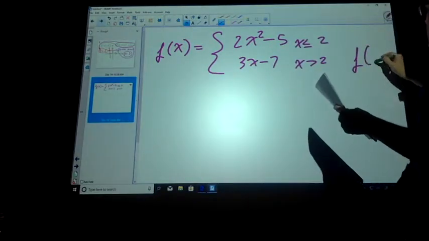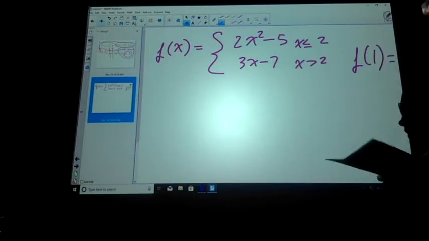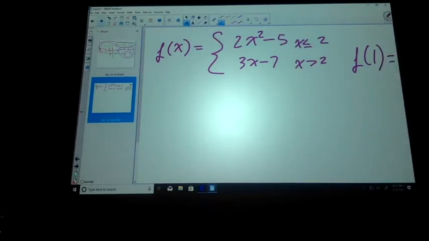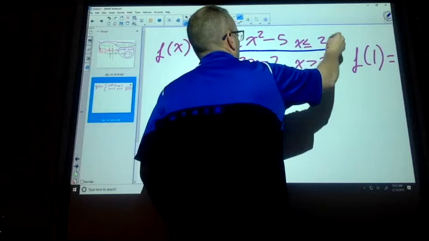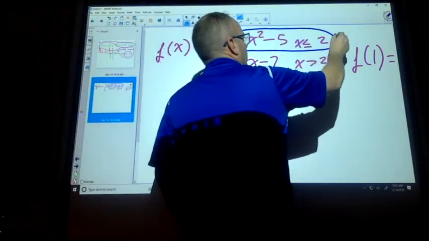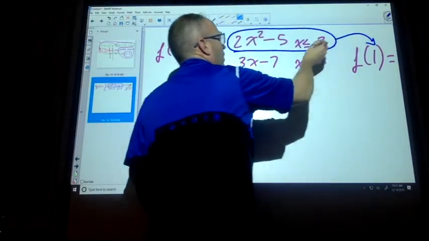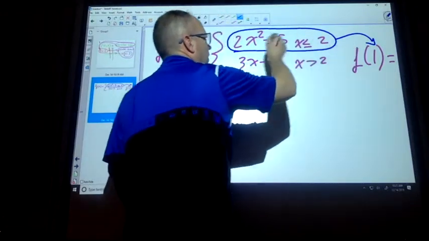So if we want to find the function at 1, which equation would I use, top or bottom? Why would I use the top one? Right. So I want values that are less than 2 that I plug in. So I'm going to use that one.